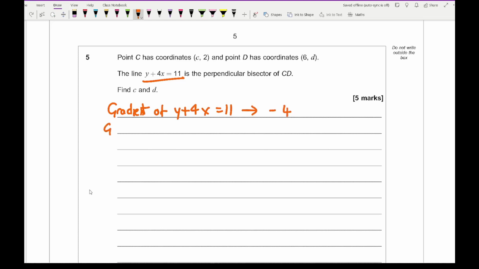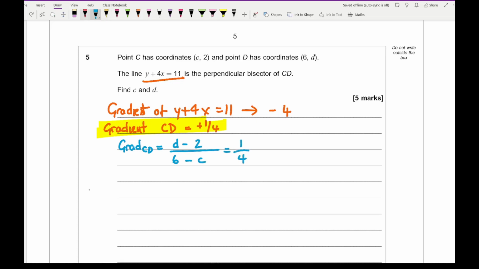So that means that the gradient of CD is going to be the negative reciprocal of minus 4. So that's going to be positive 1/4. Now, let me just highlight that because it will come into play. So then working out the gradient of CD, taking D as our second coordinate, I'm going to have D minus 2, and then my coordinates of C, which is going to be 6 minus C, and that equals 1/4.